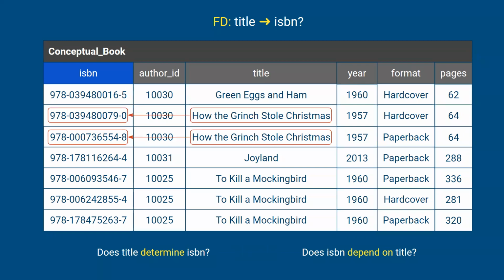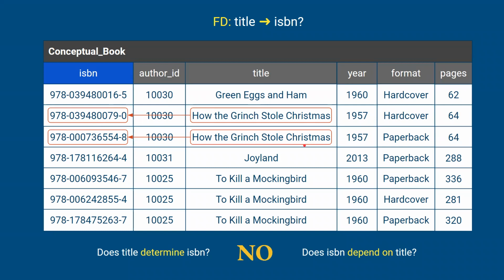No. I've got 2 different copies of How the Grinch Stole Christmas, 2 different conceptual books, and they have 2 different ISBNs. Why? Because there's a hardback and a paperback. Yeah, one's hardback, one's paperback.